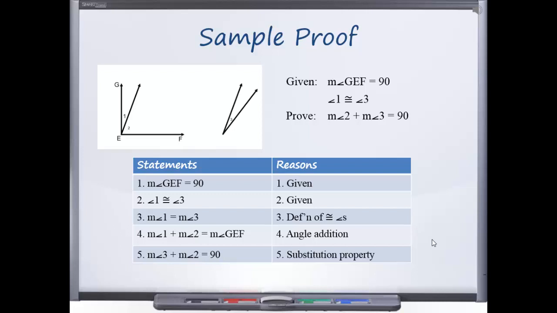And then in our next statement, this is what we said before, the measure of angle 1 plus the measure of angle 2 is equal to the measure of angle GEF. That's by the angle addition postulate, or simply addition is fine. And now in statement 5, we're doing two replacements, actually. We're using the substitution property twice. You see that we've substituted the measure of angle 3 for the measure of angle 1, because those two measures are congruent. And you can also see we substituted the measure 90 degrees for the measure of angle GEF. So we've made two replacements there, using the substitution property. And we've proven what we were asked to prove.